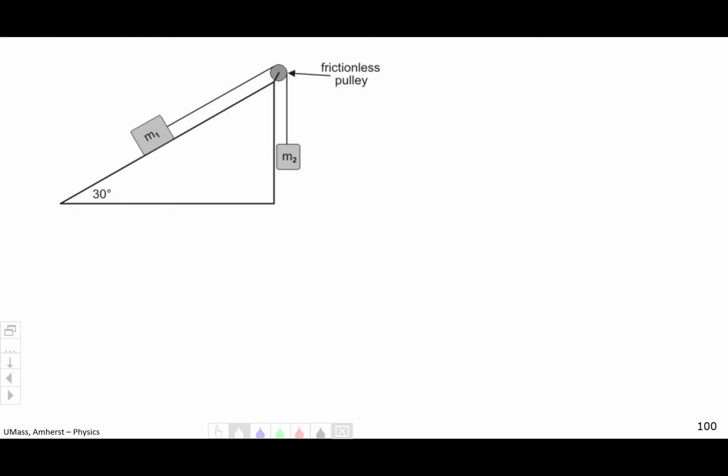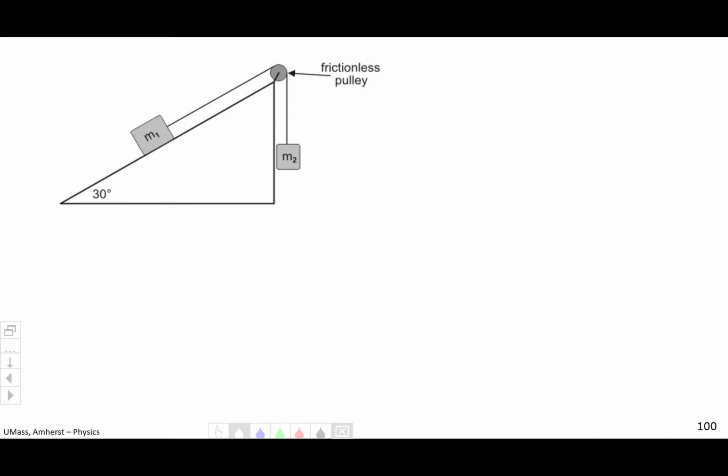Okay, so here we are. We have a frictionless pulley that mass 1 and mass 2 are attached to. Mass 1 is on this incline here. Mass 2 is hanging freely. And we have an angle here of 30 degrees.